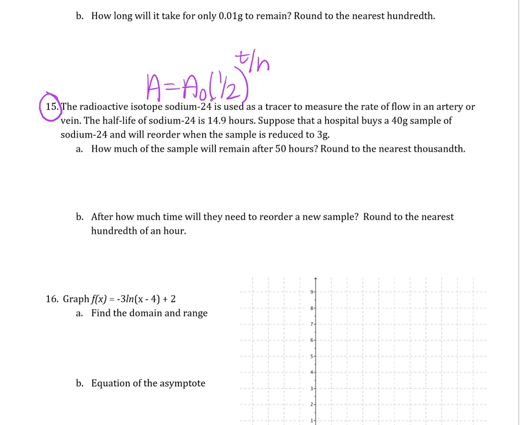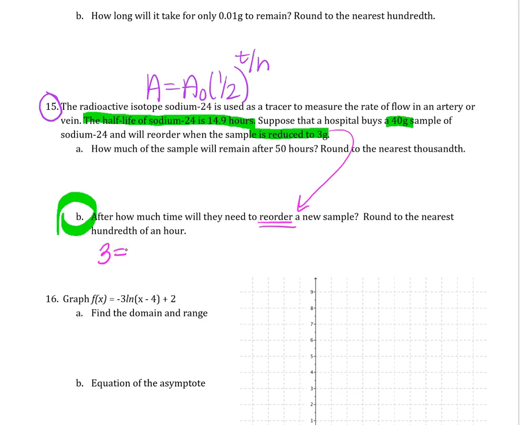A radioactive isotope of sodium-24 is used as a tracer to measure the rate of flow in an artery or vein. The half-life of sodium-24 is 14.9 hours. Suppose that a hospital buys a 40 gram sample of the sodium-24 and will reorder when the sample is reduced to 3 grams. Okay, I'm actually going to go just to part B because part A is just plugging in stuff. Part B says, how much time will they need in order to reorder the new sample? So they said they're going to reorder at 3 grams, right? So that's going to be A.